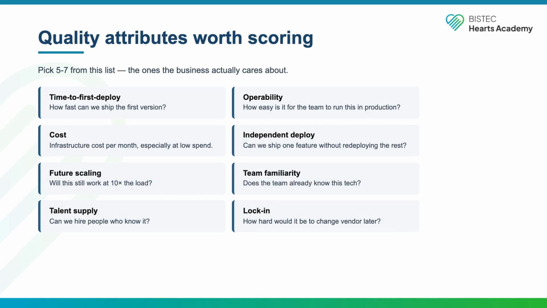Pick 5 to 7 from this list, the ones the business actually cares about for this project. Time to first deploy. How fast can we ship the first version? Operability. How easy is it for the team to run this in production? Cost. Infrastructure cost per month, especially at low spend. Independent deploy. Can we ship one feature without redeploying the rest? Future scaling. Will this still work at 10 times the load?